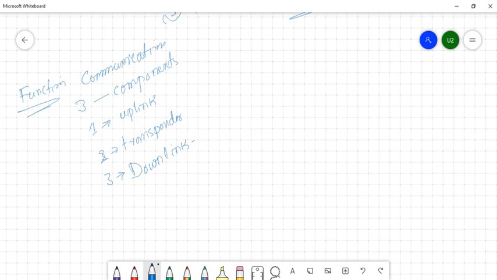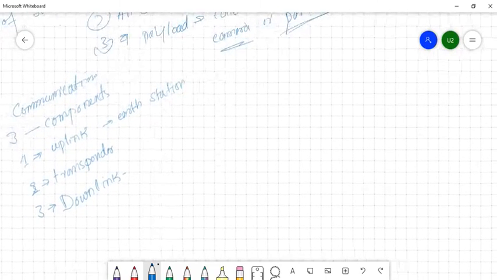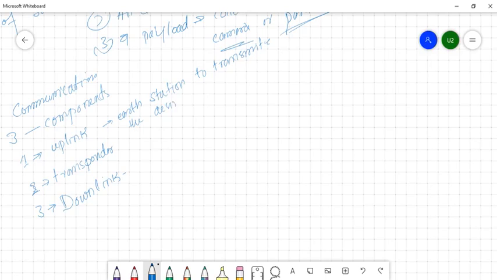Now let us discuss one by one. So uplink, it is a kind of earth station, right, to transmit the desired signal. So it is located on the earth surface.